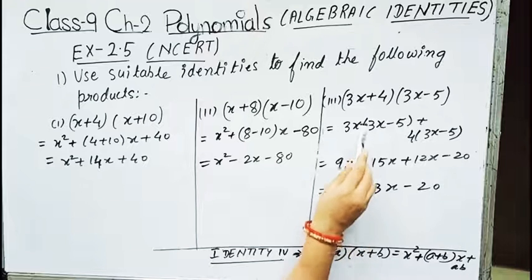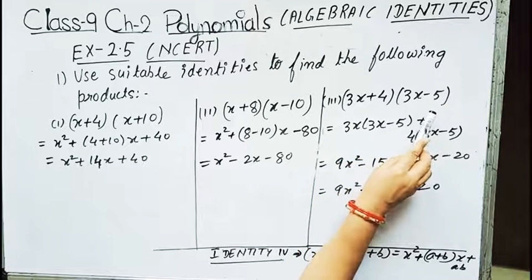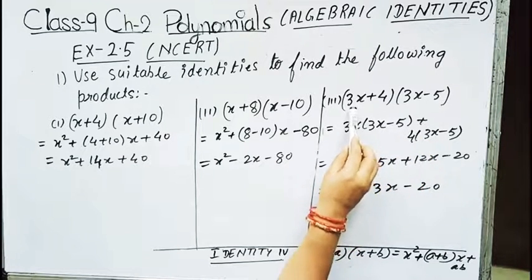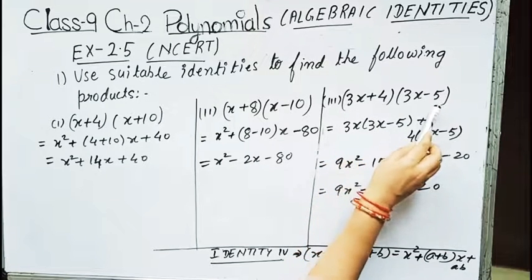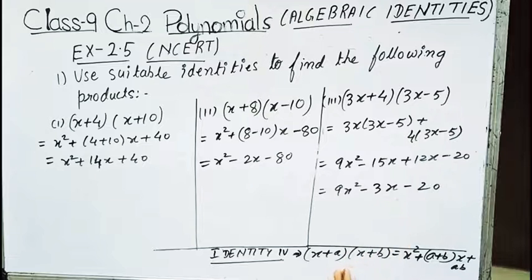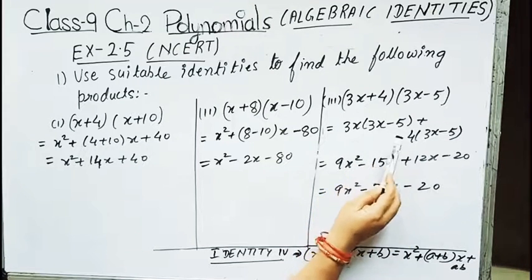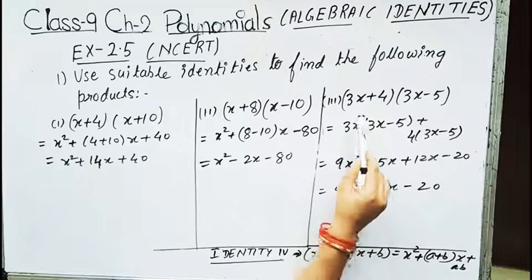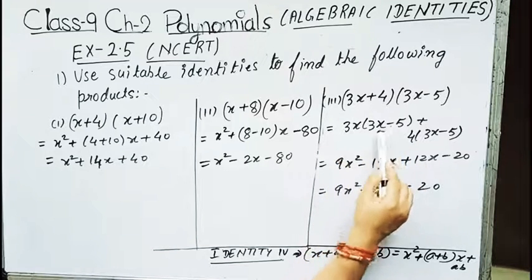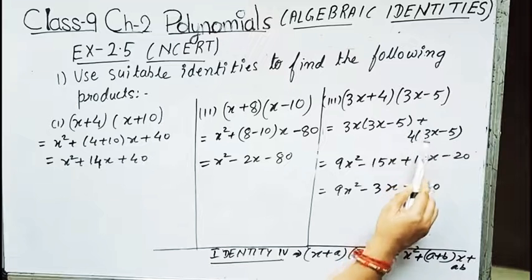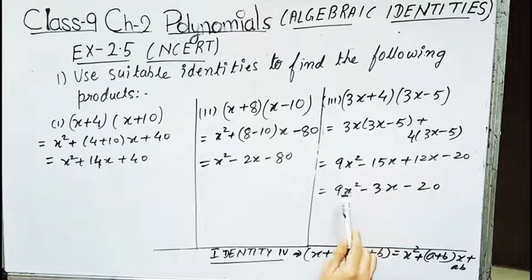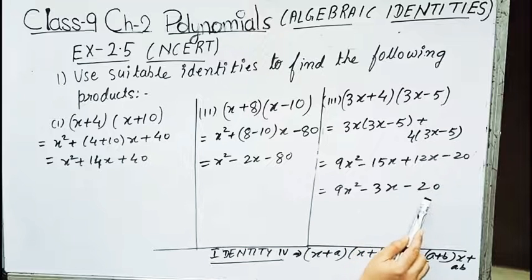Subpart number 3 is (3x plus 4) into (3x minus 5). Over here this is 3x, so I can write it as y plus 4 and y minus 5, and hence again use the same identity. But what I have done over here is use the distributive property directly. So 3x into (3x minus 5) plus 4 into (3x minus 5), expanded the brackets and got the answer as 9x square minus 3x minus 20.